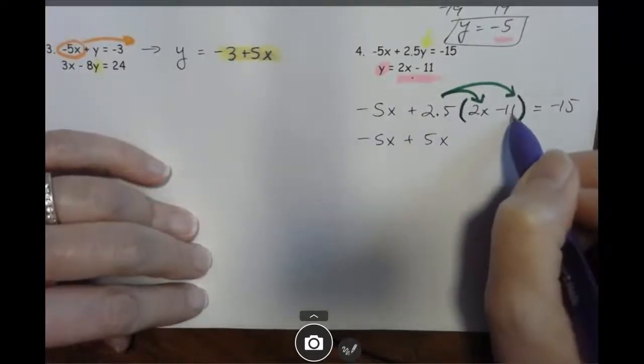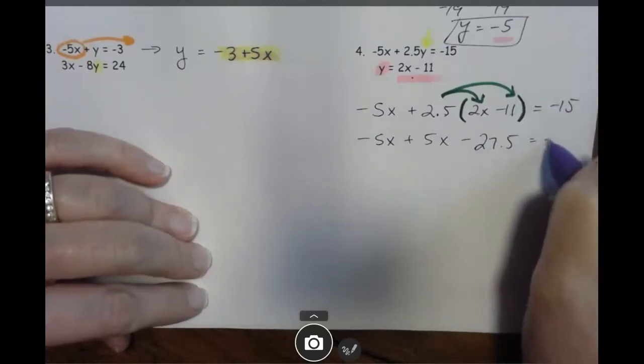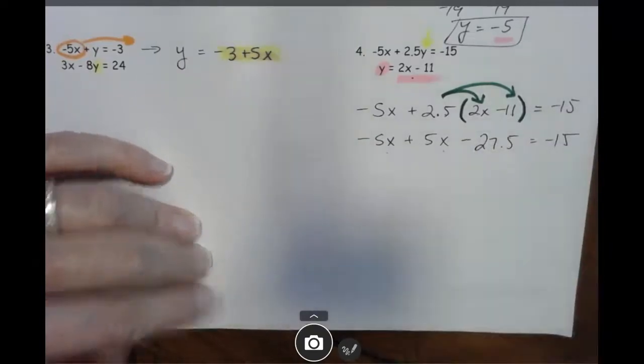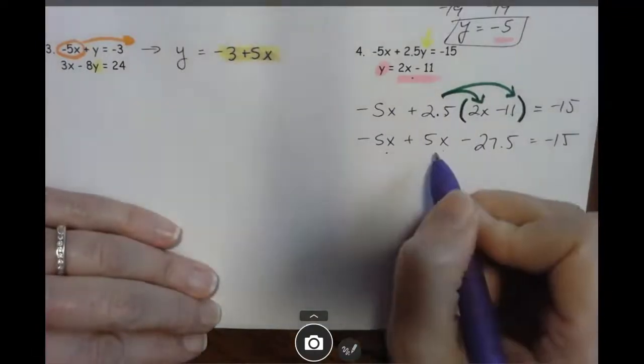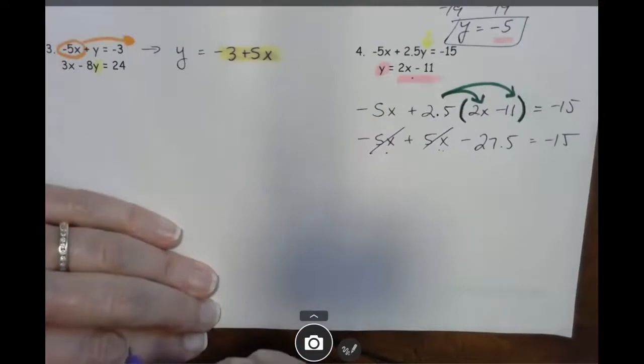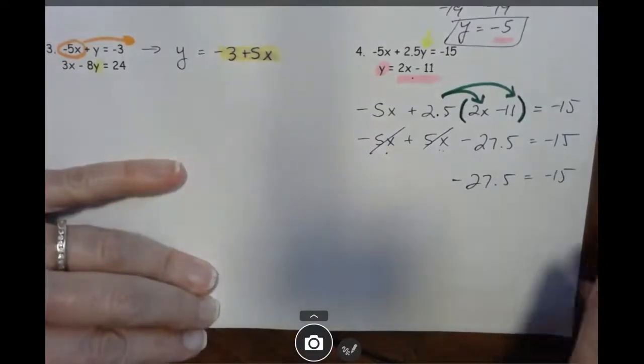And then 0.5 of 11 is 5.5. So that is minus 27.5. Now, can we solve for x? Oh no, people. Negative 5x, positive 5x, that cancels. And we end up with negative 27.5 equals negative 15.